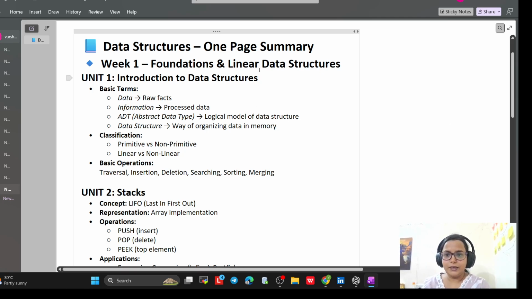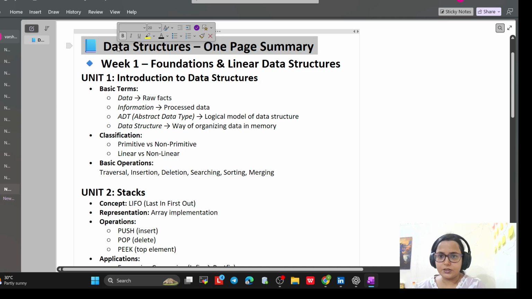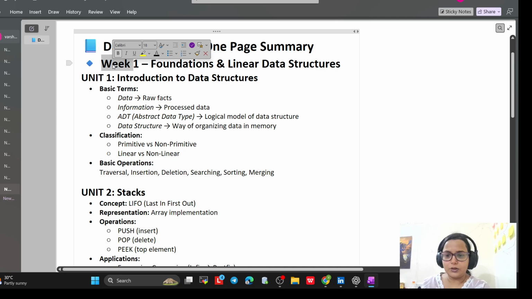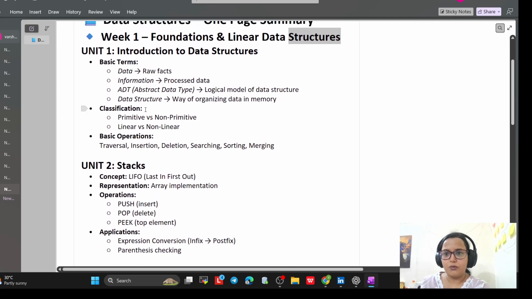Looking at my screen, the first page shows what I am going to do. In total it will take 4 weeks. The first week will be for data structure, where I will discuss foundations and linear data structure. There will be two units. In one unit, I will discuss the introduction to data structure.